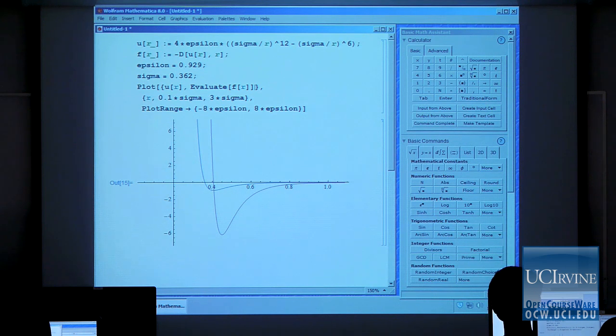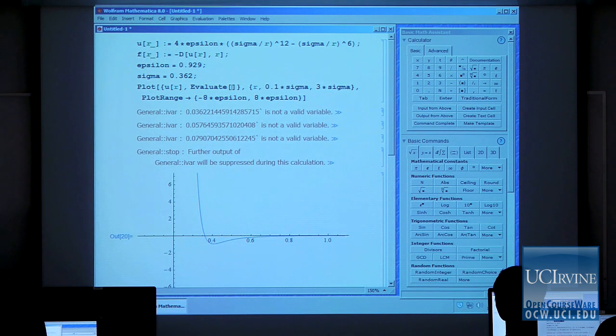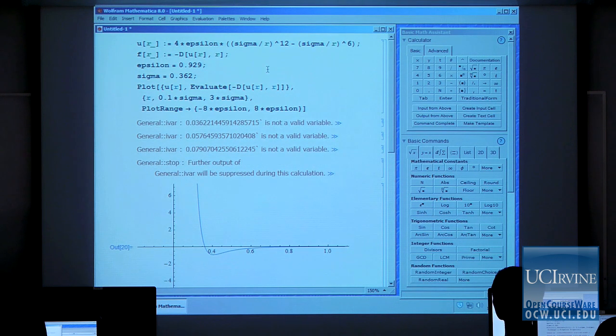And actually, try that. You'll see it won't work. Okay? However, you could say evaluate this derivative, and that will work. Okay, so that one, whoops.